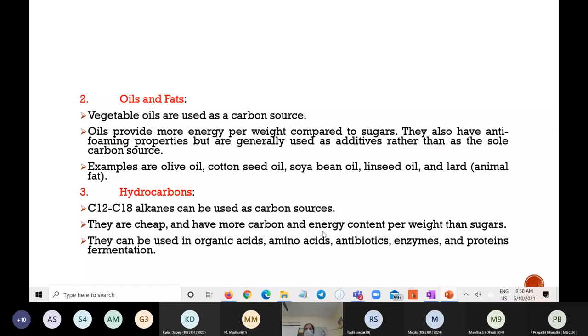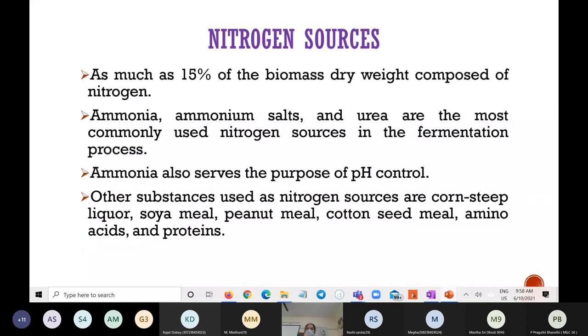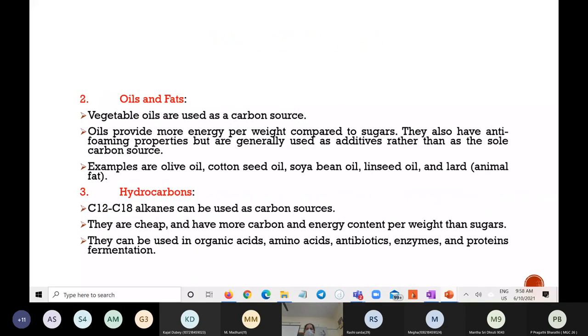Now some hydrocarbons can also be used as a carbon source, C12 to C18 alkanes. They are cheap and have more carbon and energy content. What are the different hydrocarbons? It could be organic acids, amino acids, antibiotics, enzymes. They can be used in the fermentation media as a carbon source. So these are the three carbon sources: carbohydrate, then oil and fat, then hydrocarbon.